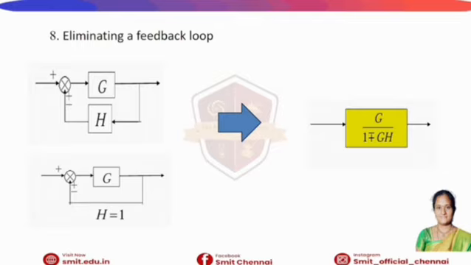Next, eliminating a feedback loop. Feedback loops increase system complexity. A simple feedback loop can be eliminated using a formula. Here, we have two feedbacks, negative feedback or positive feedback. For the overall transfer function of an eliminated feedback loop, the open loop is denoted as G and the feedback is denoted as H. So the overall transfer function is equal to G divided by 1 plus or minus GH. For negative feedback, it is 1 plus GH. For positive feedback, it is 1 minus GH.